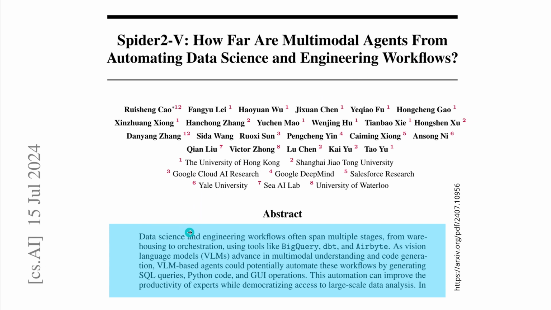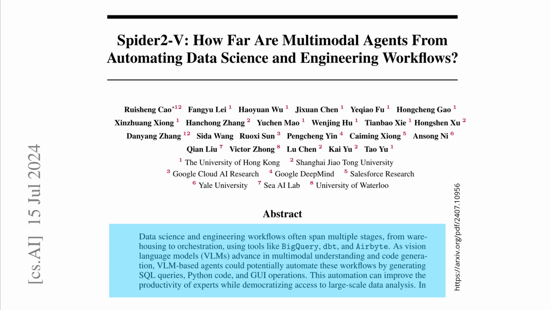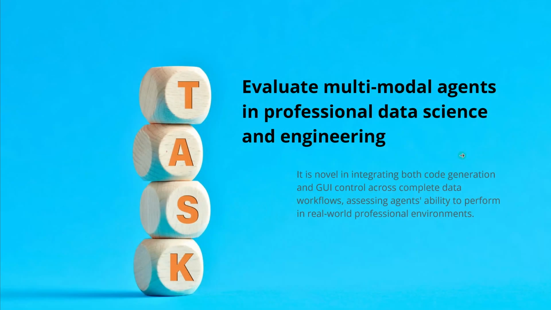Just 2 days later, they say, hey, data science and data engineering workflows often span multiple stages, from warehousing the data to orchestration using tools like BigQuery, dbt, or Airbyte. As vision language models advance in multimodal understanding and code generation, VLM-based agents could potentially automate these workflows by generating SQL queries, Python code, and GUI operations. And this automation can improve the productivity of experts and democratize access to large-scale data analysis. So yes, beautiful. So let's have a look at this.